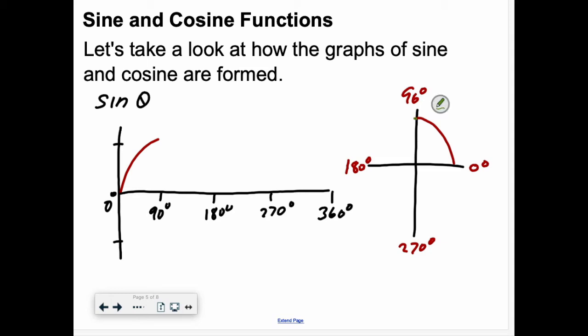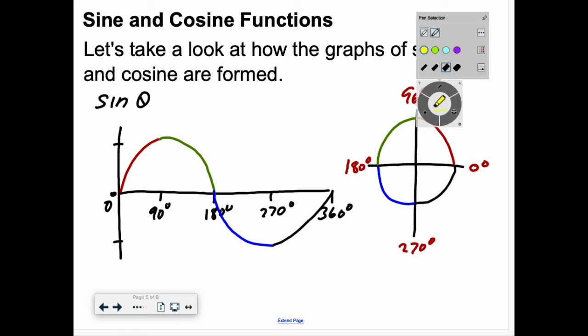Past that, my y value is going to decrease, but still remain positive. It's going to be 0 at 180 degrees. Down, down, down. My y value is then going to continue to decrease, but become negative, and it reaches its minimum at 270. Down, down, down. Past that, my y value is going to be negative, but start increasing until it hits 0 at 360. Up, up, up, boom.